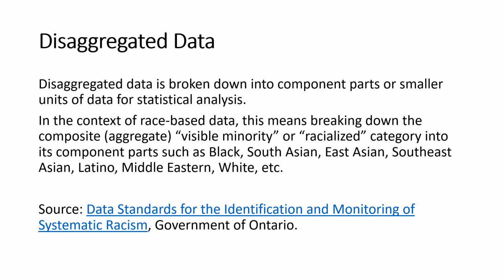The term disaggregated data is quite common in the social sciences and health sciences, especially as it applies to race-based data or other identity variables. Disaggregated data is broken down into component parts or smaller units of data for statistical analysis. For example, in the context of race-based data, this means breaking down the composite visible minority or racialized category into its component parts, such as Black, South Asian, East Asian, Southeast Asian, Latino, Middle Eastern, White, or others.